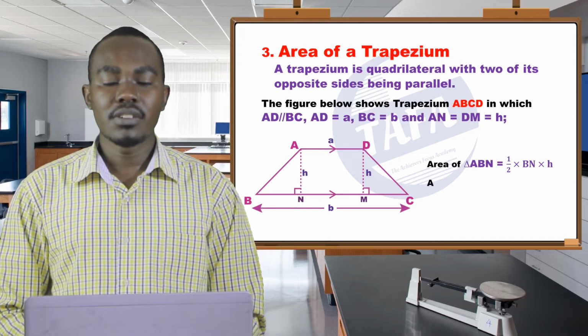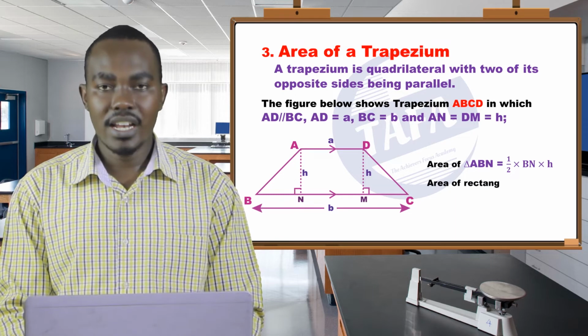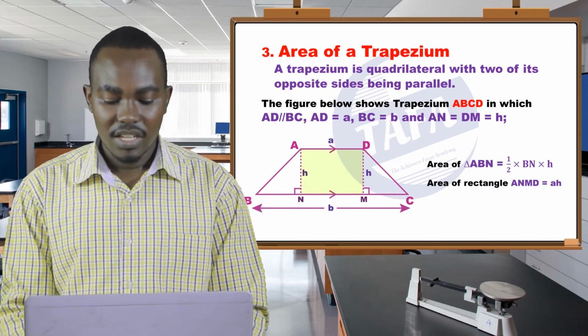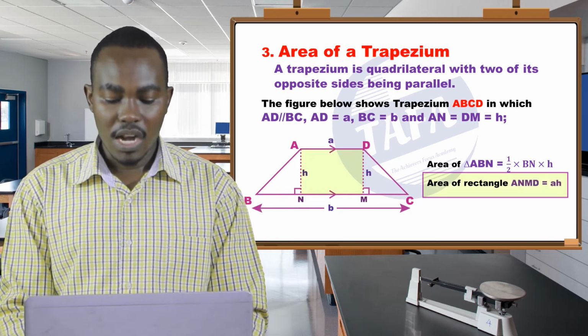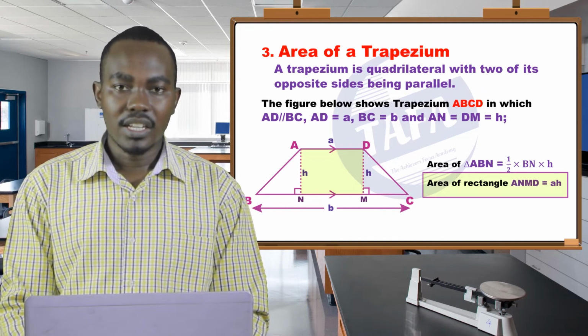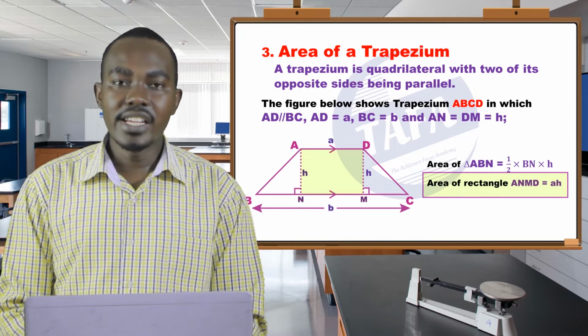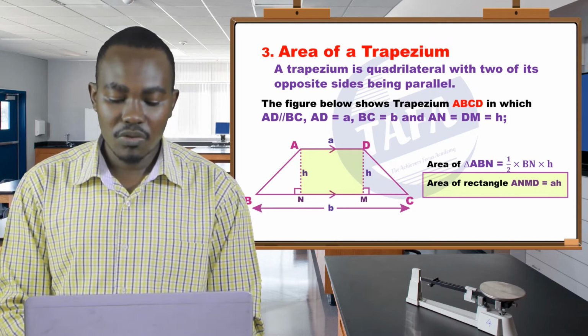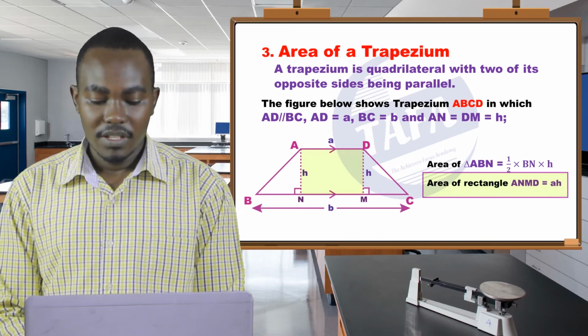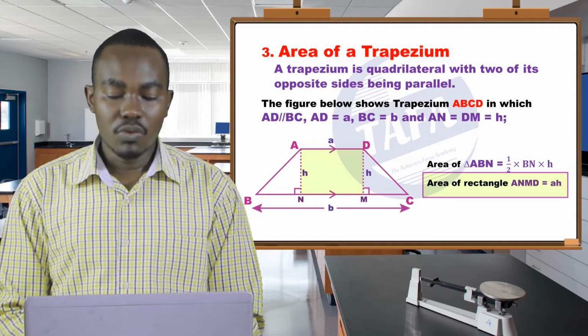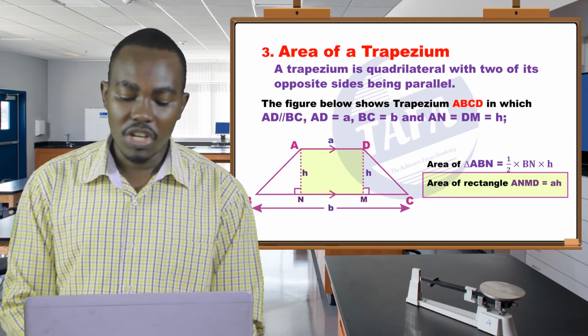Then area of rectangle ANMD is equal to length times the height, and the length is AD, and AD is equal to NM, which is equal to A. So you have A times H.